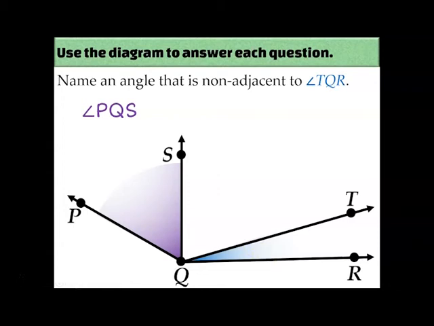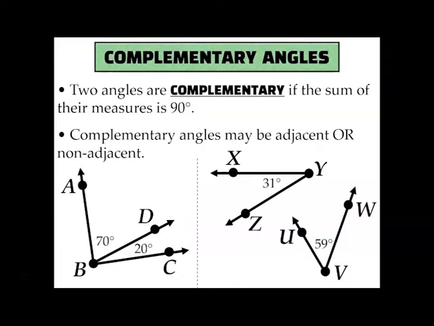Now that we know the difference between adjacent and non-adjacent angles, let's talk about how that applies to complementary and supplementary angles. As I said earlier, complementary angles have to add up to 90 degrees. However, they may be adjacent or non-adjacent. The classic diagram for complementary angles looks like this one, that I have two angles that basically add up to a right angle. So angle ABD is 70, angle DBC is 20, 70 plus 20 gives me 90, angle ABC is 90. But it doesn't have to be that way.